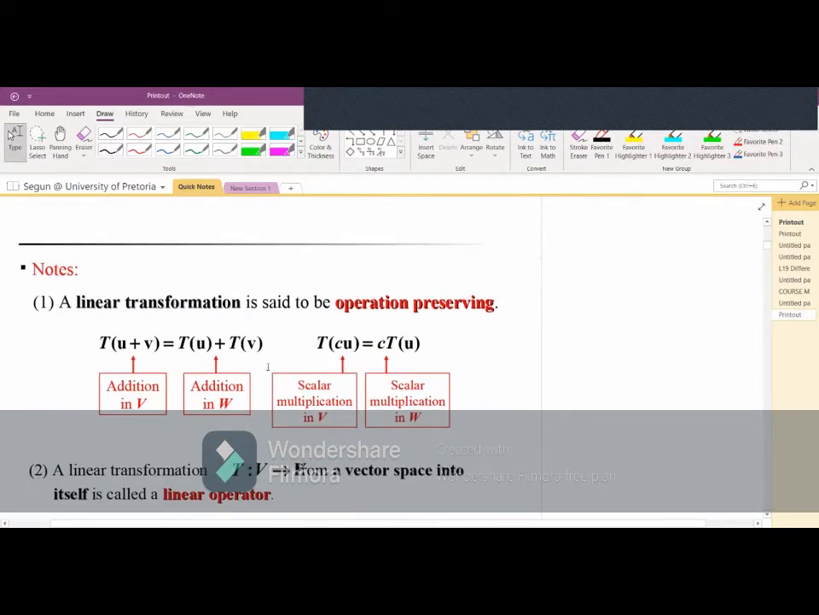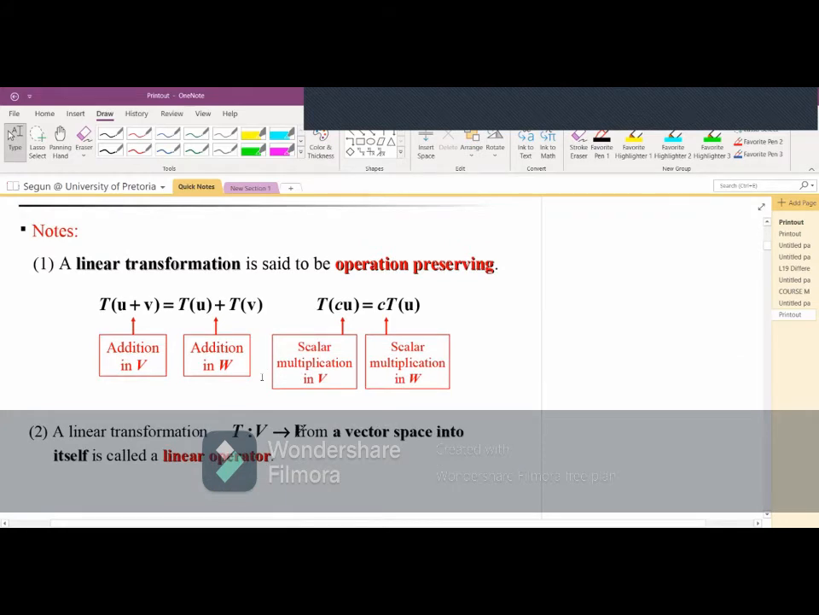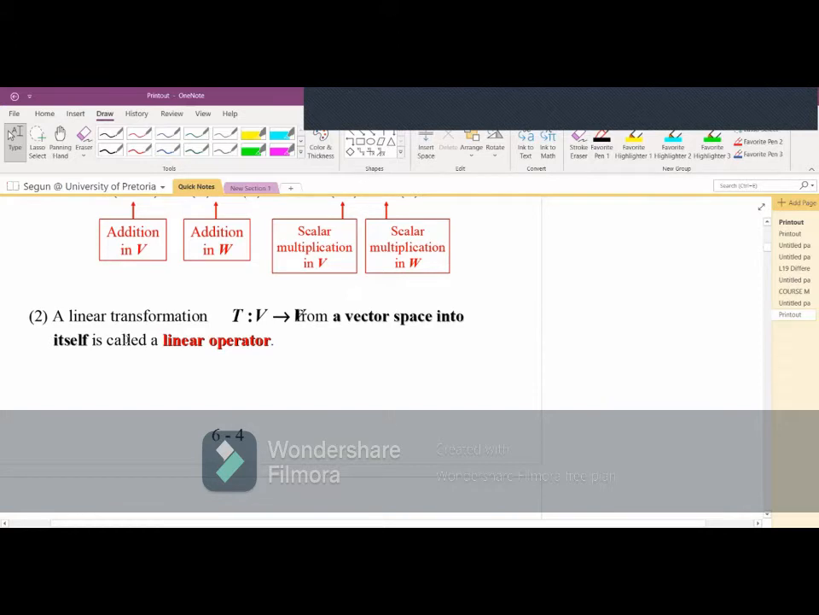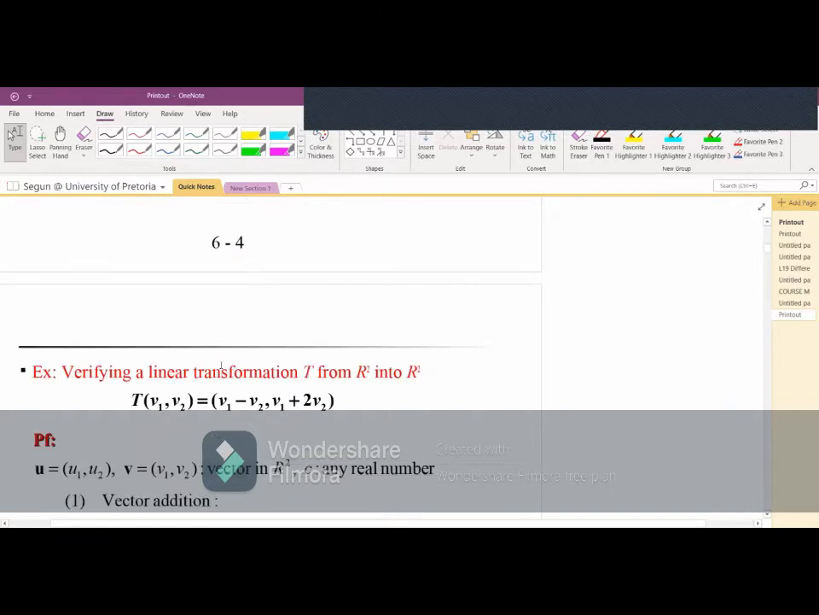But let's look at this. Note, a linear transformation is said to be operation preserving if all these conditions hold. This is scalar multiplication, and this is addition. If you can show the addition, and you can show the scalar multiplication, then any time the linear transformation, that is V mapped to V, a map to itself, it is called a linear operator. Anytime it happens, it's called a linear operator.